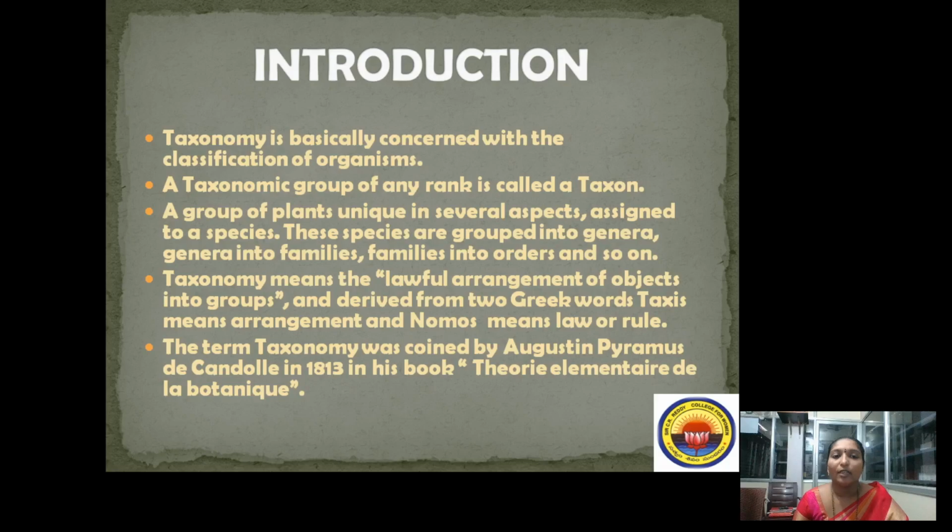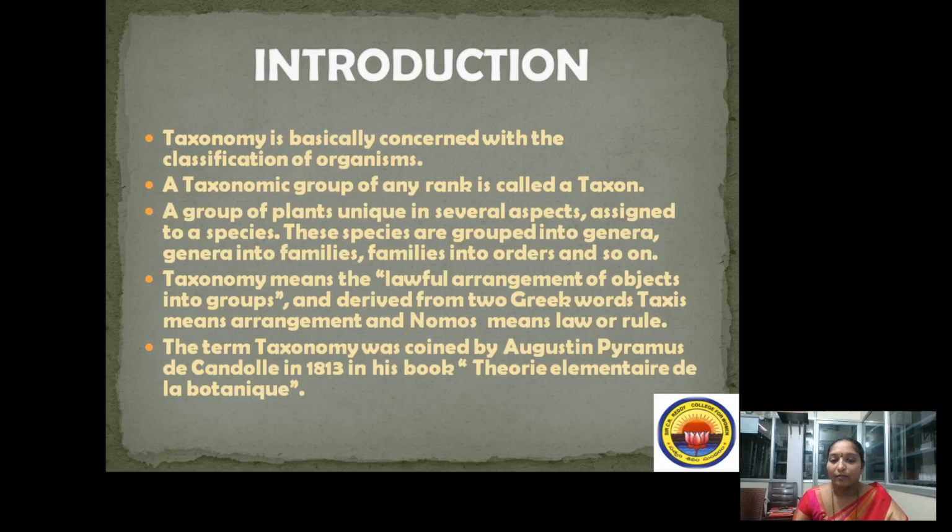A taxonomic group of any rank is called a taxon, and taxonomy is basically concerned with the classification of organisms. It deals with a group of plants unique in several aspects, assigned to a species. These species are grouped into genera which are very similar, and similar genera are grouped into families, and then families are grouped into orders and so on. So what does taxonomy mean? It is a lawful arrangement of objects into groups.